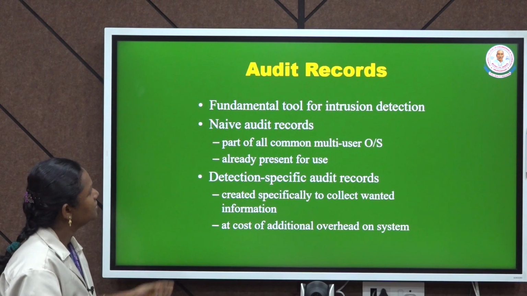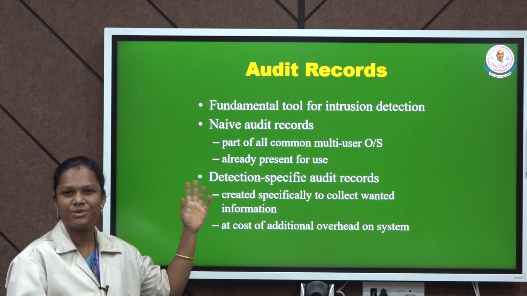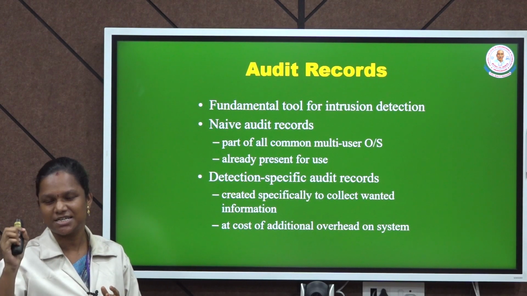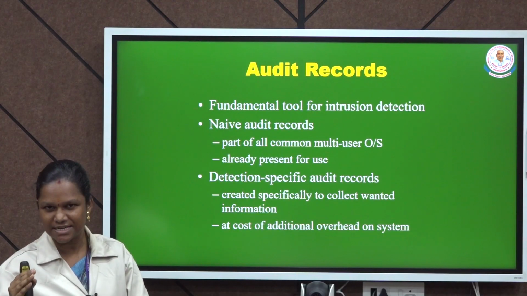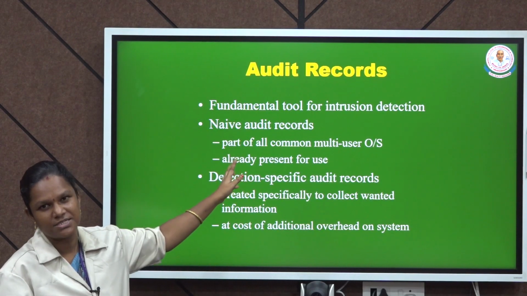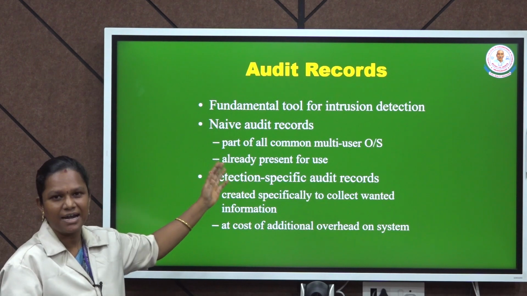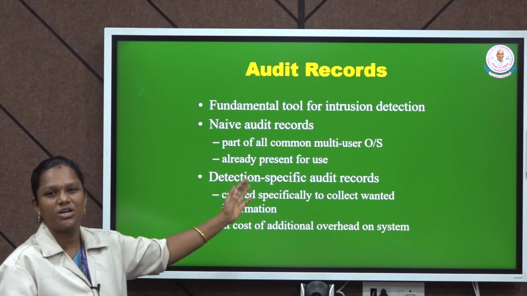Next one, the audit records. What is meant by audit record? It is the fundamental tool for the intrusion detection system. Each intrusion detection system has two formats of audit records: native audit records and detection specific audit records.